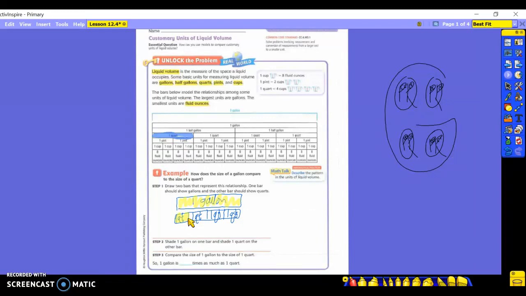Compare the size of the gallon to the size of a quart. The gallon is how many times as much as the quart? 4. So you're going to fill that in down here. Four times. I have 4 quarts to 1 gallon. Does everybody understand how we got the 4? Yep. Okay. Page, once you have that taken care of.